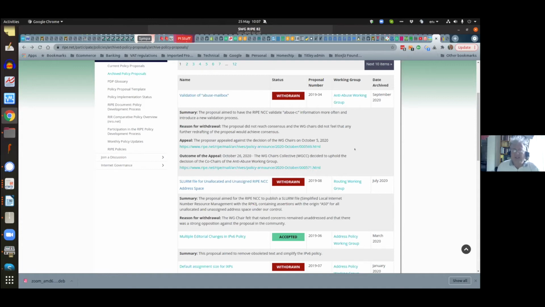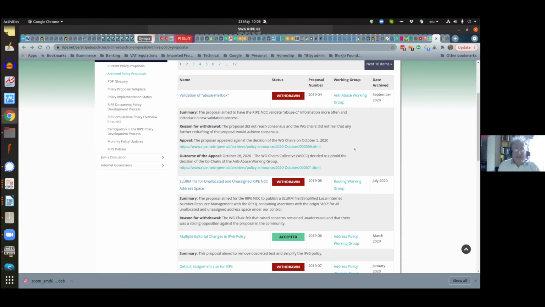Okay, basically, I think the reason that this was actually thrown out was that nobody actually knows what validate means. Is it that the email doesn't bounce? Is it that somebody responds? What is it? And in the end, the whole thing fizzled out, and the policy proposal was withdrawn.